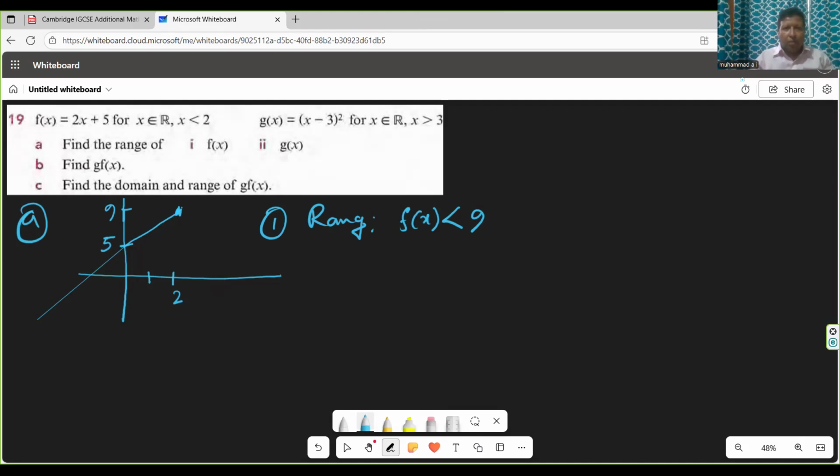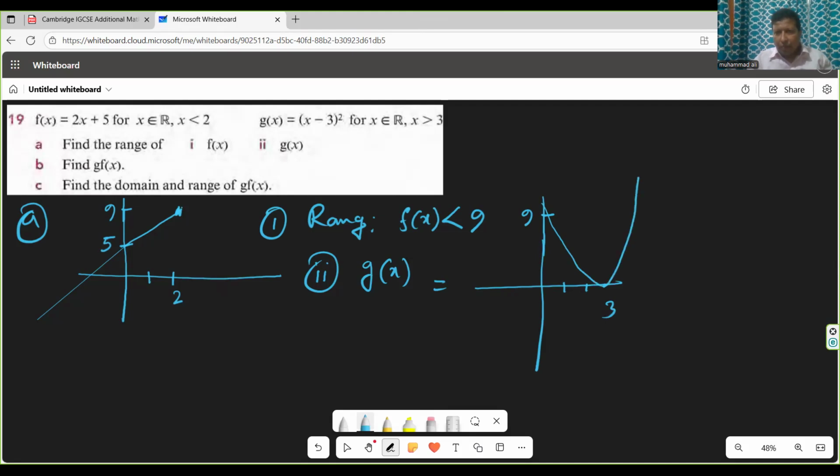Now, number 2, the range of g(x). So we have to sketch this curve. It will be 1, 2, 3. So horizontal translation, and the y-intercept point is 9. So this curve will be like this. Here x > 3. When x value is 3, y value is 0 here.